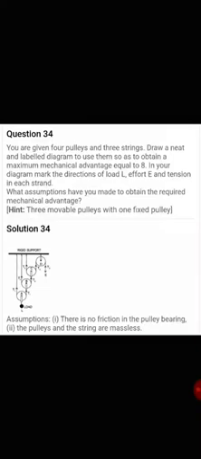Next, you are given 4 pulleys and 3 strings. Draw a neat labelled diagram to use them so as to obtain a maximum mechanical advantage of 8. Now 4 pulleys and 3 strings. Remember, if I use 4 pulleys as a block and tackle system, your VR will be 4, your MA will be 4. But here you need MA to be 8.